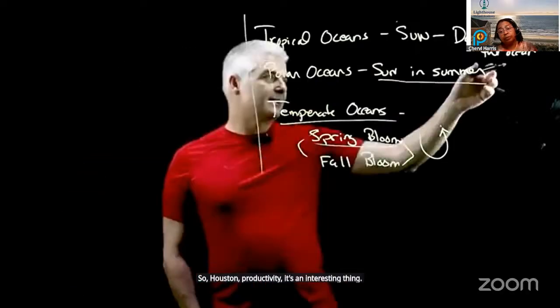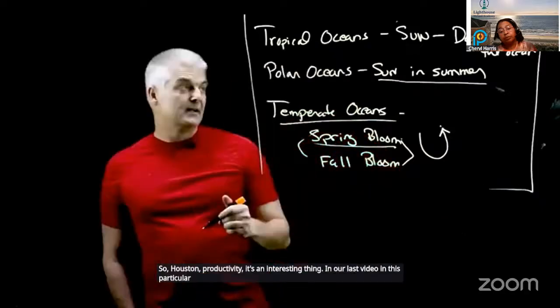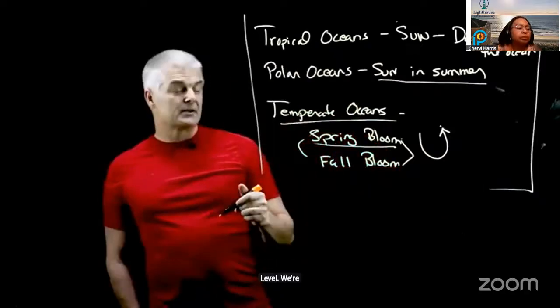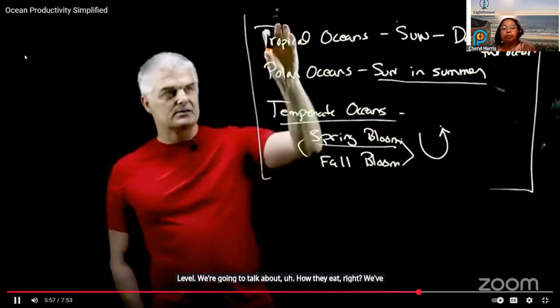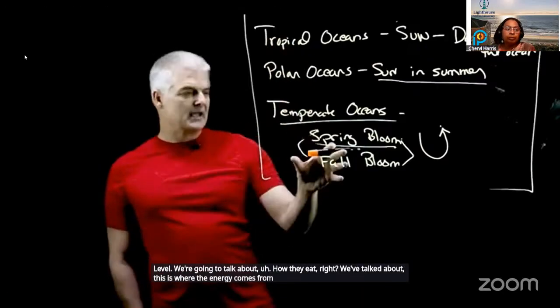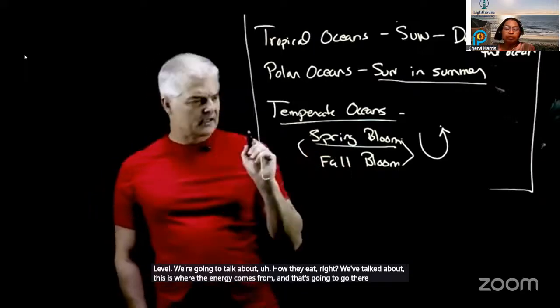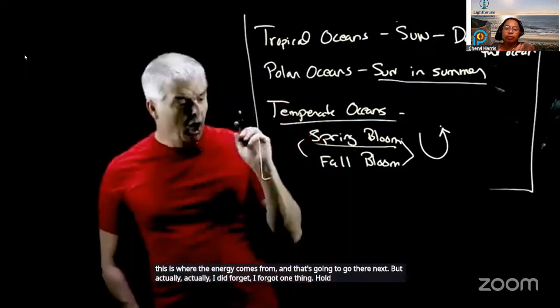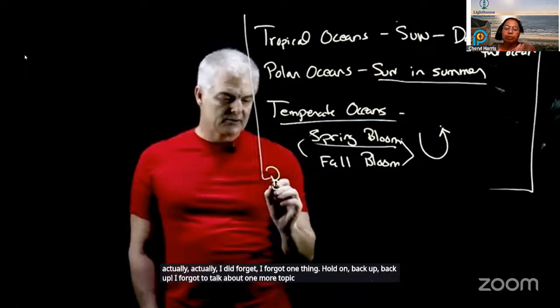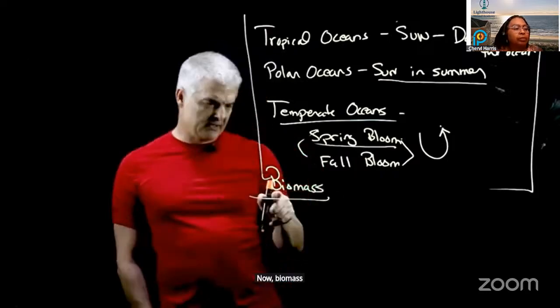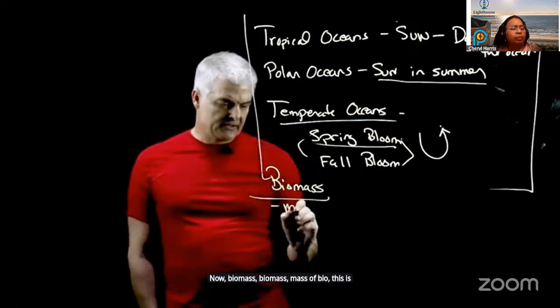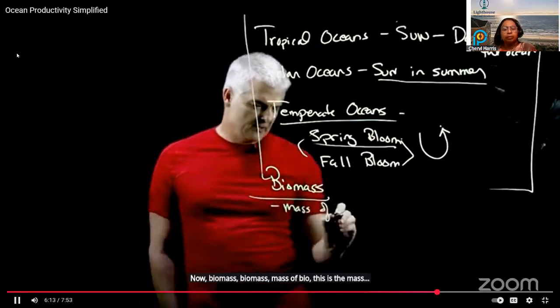In our last video in this particular level, we're going to talk about how they eat, right? We've talked about where the energy comes from, and that's going to go there next. But actually I forgot one thing. Hold on, back up. I forgot to talk about one more topic, and that's called biomass. Now biomass, mass of bio. This is the mass of all living things.